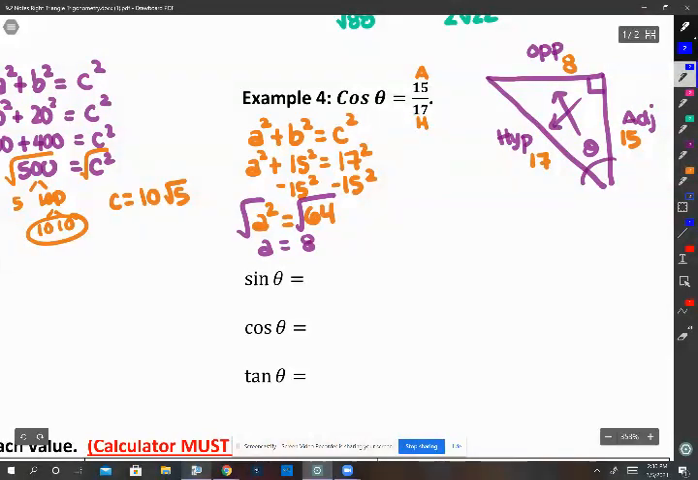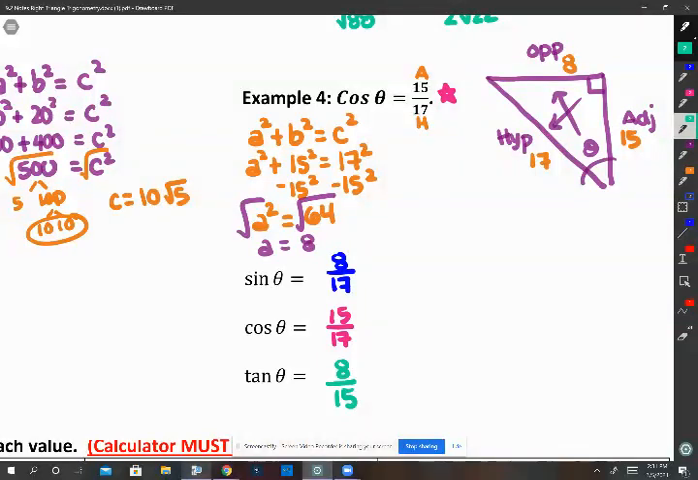And now we've got everything we need. So sine is opposite over hypotenuse, so that's going to be 8 over 17. Cosine is going to be adjacent, which is 15 over 17, which notice we already know that. That was what we were given. And then our tangent is going to be opposite over adjacent. And really that's all we're asked to do, just write our ratios.